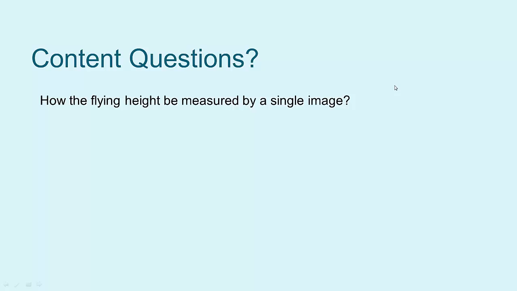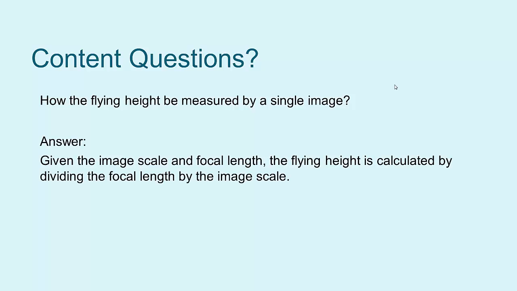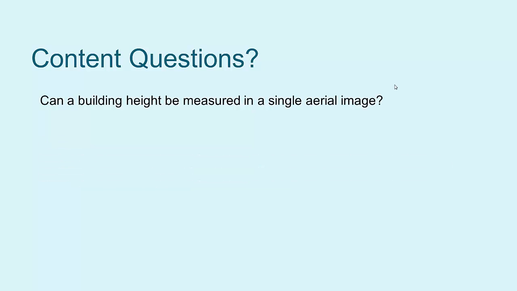Number 3. How can the flying height be measured by a single image? The flying height is calculated by dividing the focal length by the image scale. Number 4. Can a building height be measured in a single aerial image? The answer is yes.